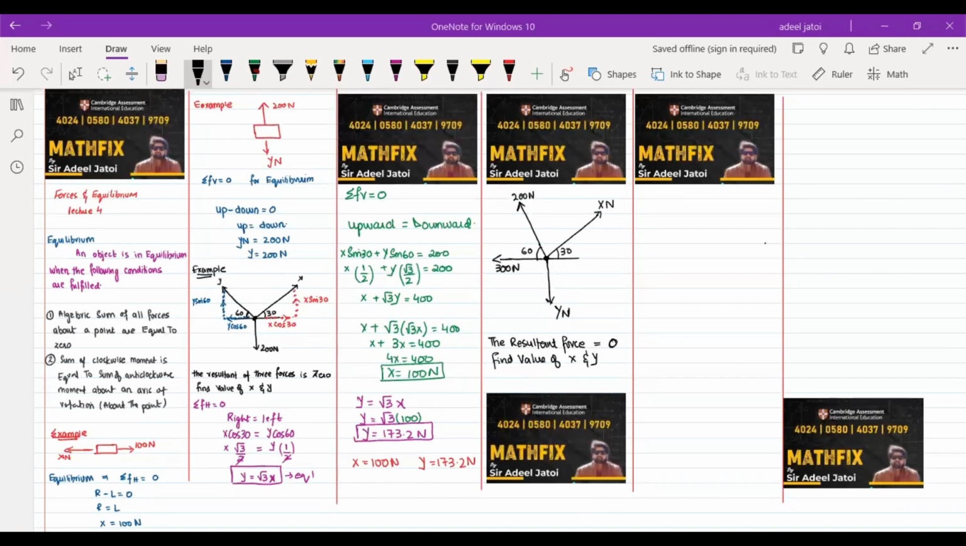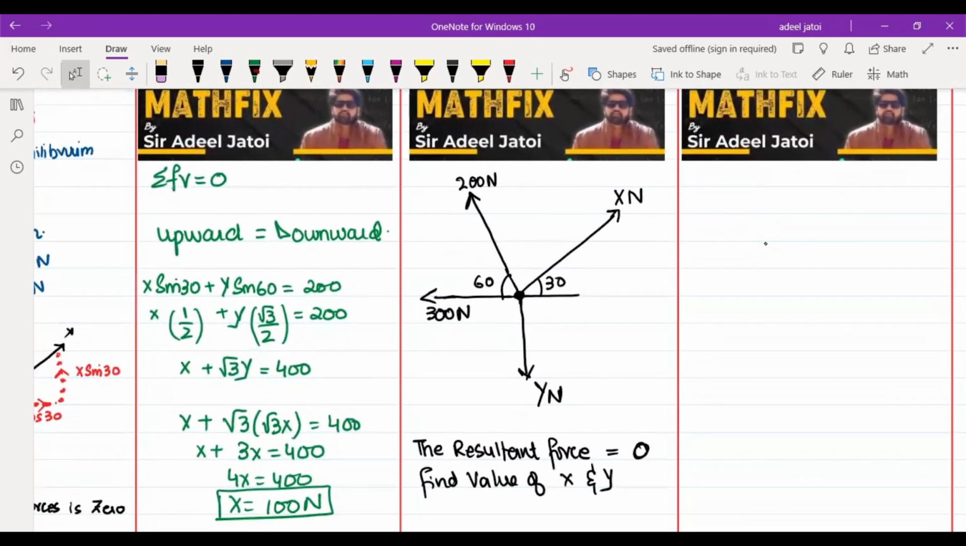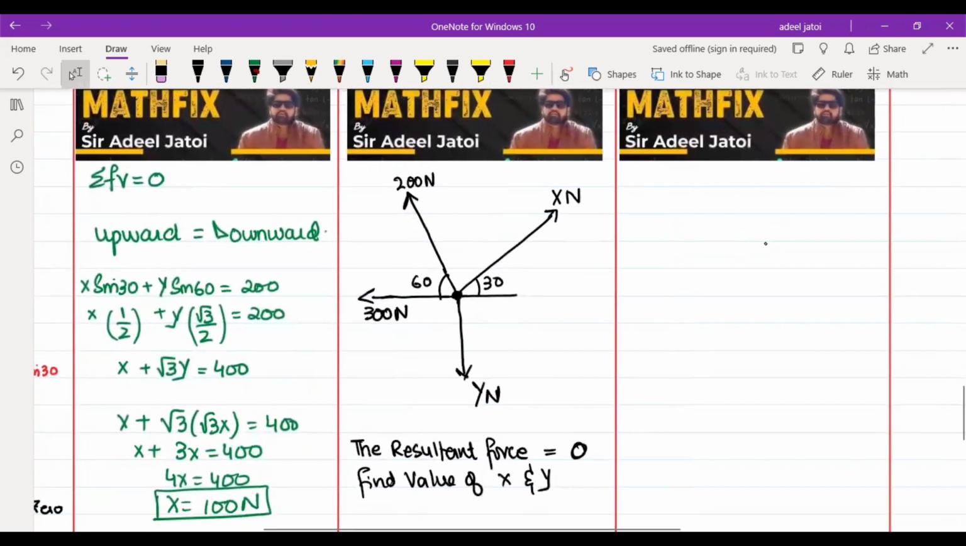Okay, let's just work upon another example question. Here it is. So this is 200 x Newton, 300 Newton and y Newton, right? So let's just work upon the different values. Let's say this will be y sine theta and y. This will be x sine 30, x cos 30.